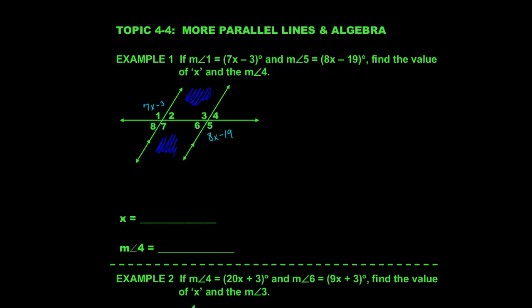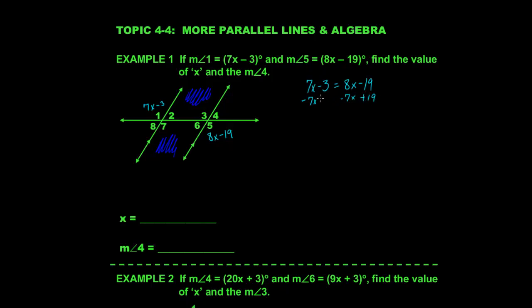When they are congruent, what do we do? We set them equal to one another. So I've got 7x minus 3 equals 8x minus 19. All right, so we're going to look to get our x on one side of the equation. I'm going to move my x to the right, because when doing so, we're just going to be left with a single x.